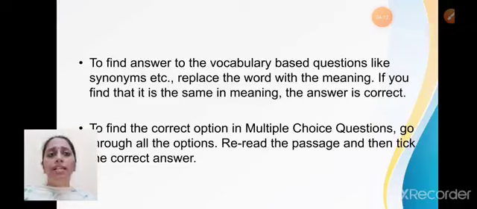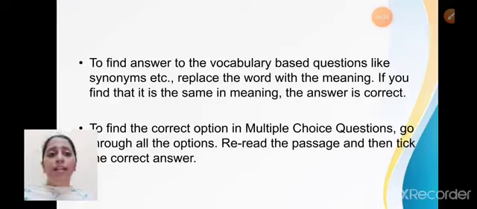To find the answer to the vocabulary-based questions like synonyms, antonyms, replace the words with the meaning. The meaning is given to you. You have to replace the word. And if it fits correctly, the answer is correct. If you find that it is the same in the meaning, the answer is correct.